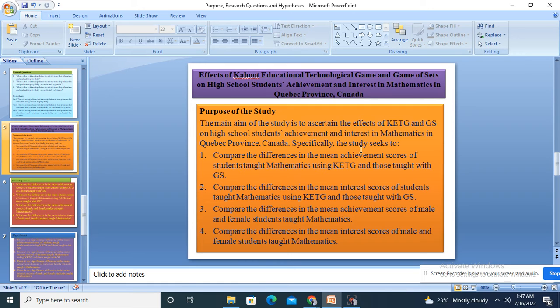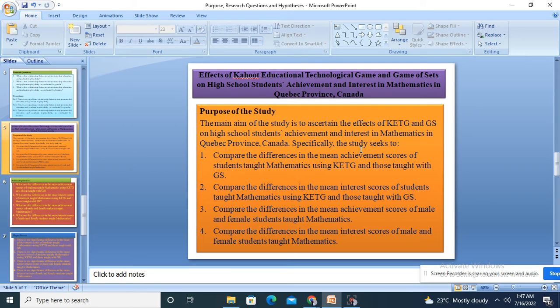Now, one, to compare the differences in the mean achievement scores of students taught mathematics, those are the students that were taught mathematics using Kahoot educational technological game and those taught with game of set. You are comparing the mean achievement score of both. Secondly, compare the differences in the mean interest scores of students taught mathematics using the Kahoot educational technological game and those taught with the GS.